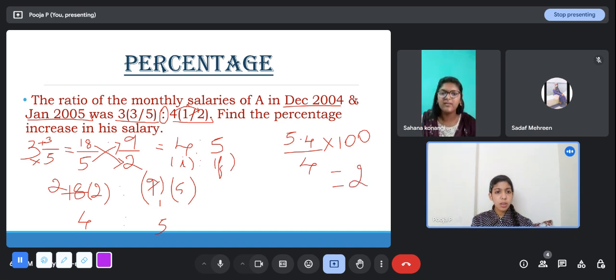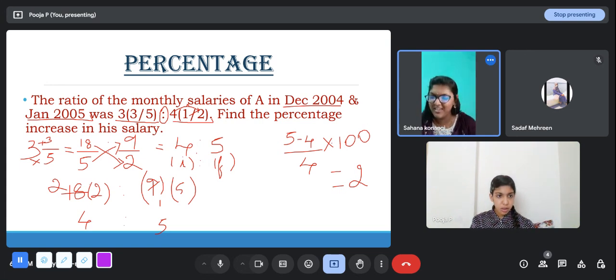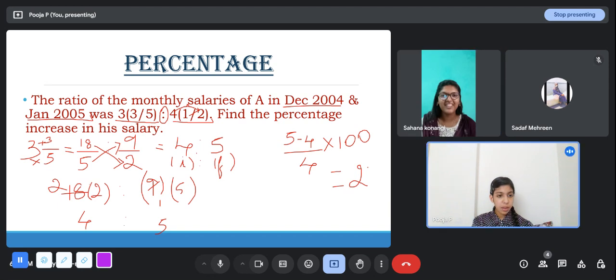25 of what? 25 point? Then no, 25, ma'am. Because 5 minus 4 is 1. Correct. 1 into 100 is 100. Okay, 100 is 4. So 25 into 4. Correct, ma'am. 25 will get no point.